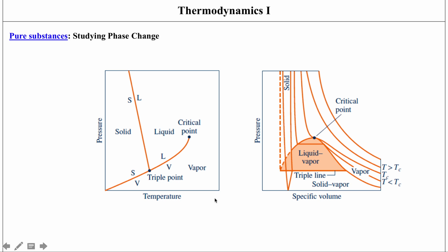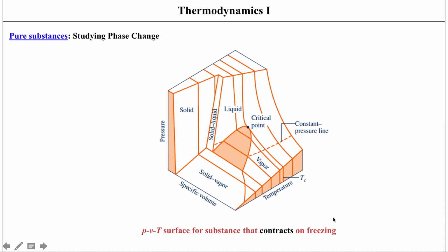So these are the phase diagrams and the PV diagrams for a substance that expands on freezing, like water. And just like this, we would have PVT surfaces for substances that contract on freezing as well. The way that you would see the PVT surface is going to be different. It's going to be a different PVT surface for a different substance. You can go ahead and think of an example for a substance that contracts on freezing.